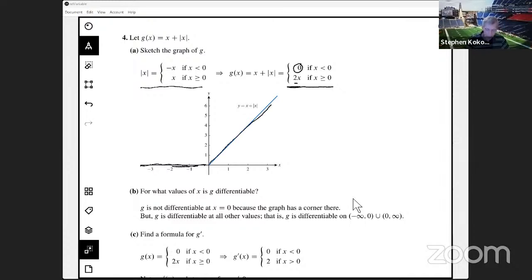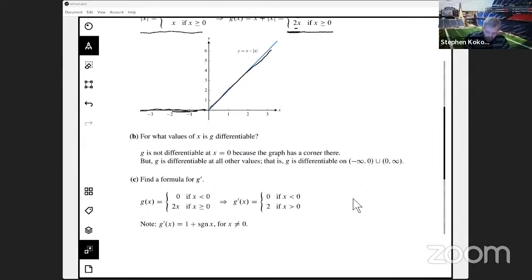Pretty cool. Well, for what values of x is g differentiable? Given what we've talked about this evening, there is a sharp edge or a corner only here at x equals 0, right at the origin. There's a corner there. So it turns out that this function g is differentiable everywhere except at 0.